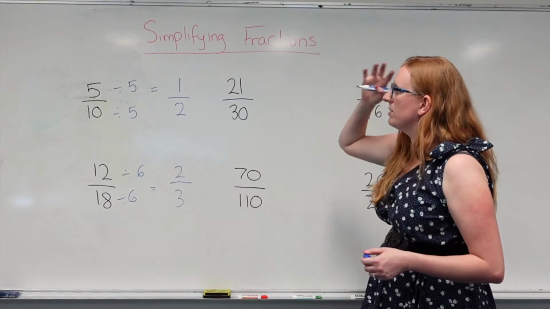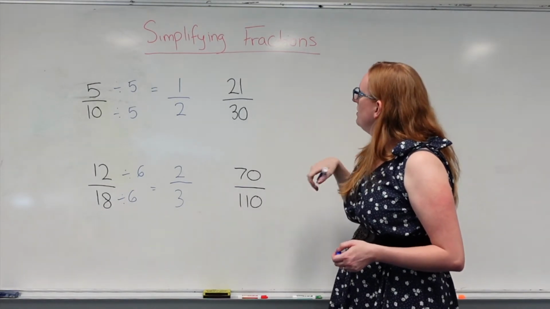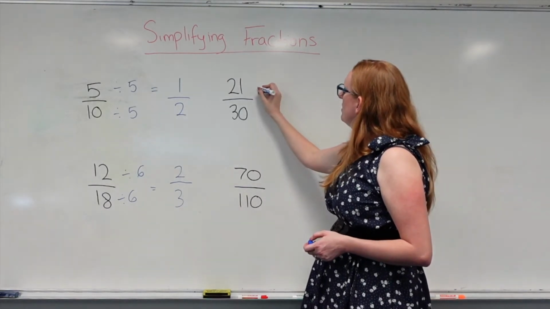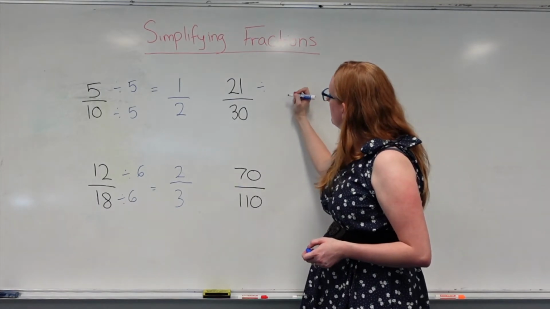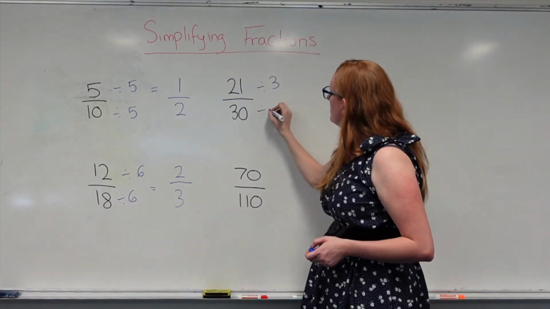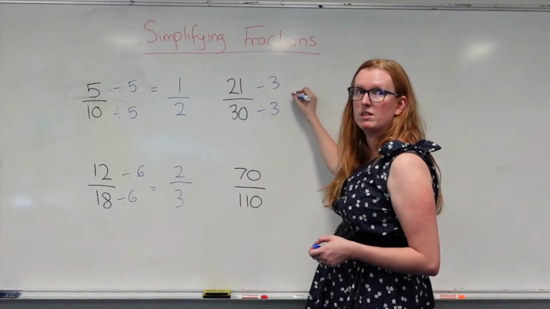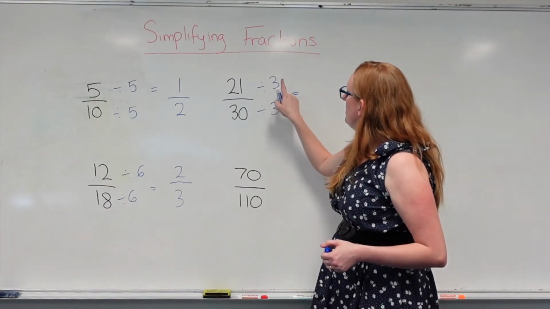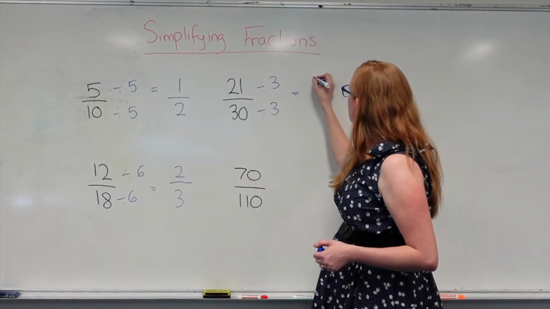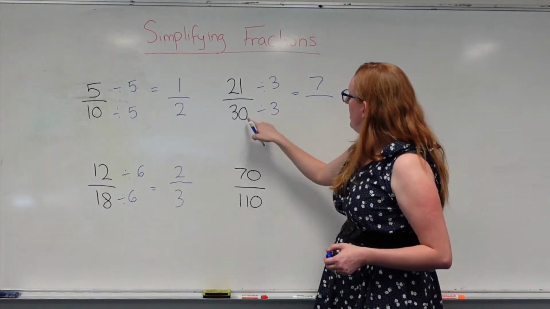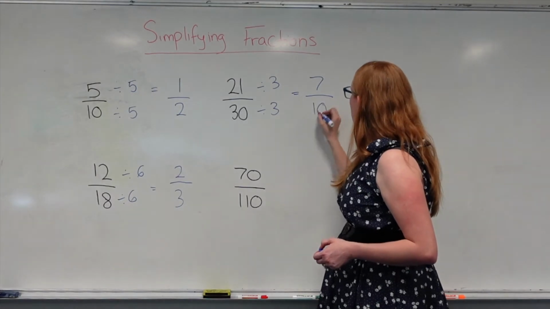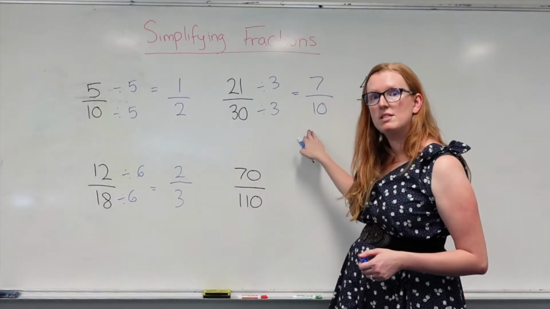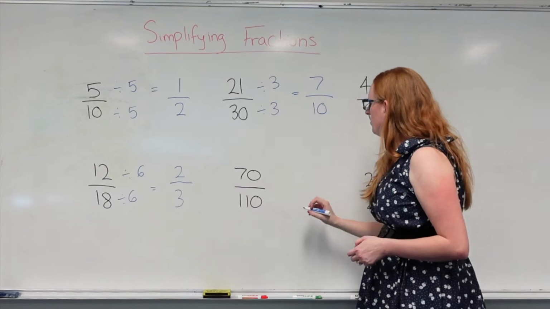Now let's move on to this one over here. So 21 over 30, let's go. 3 will fit into both of these. So as long as I know my 3 times tables, I'm set. So 3 times what gives me 21? 3 7s. And 30 divided by 3 gives me 10. So this fraction here, when simplified, gives me 7 over 10.